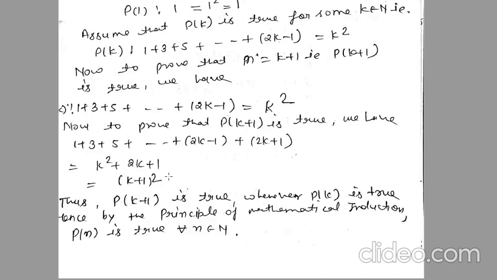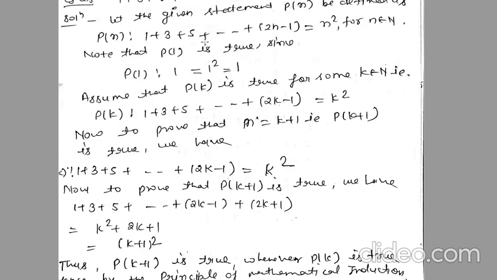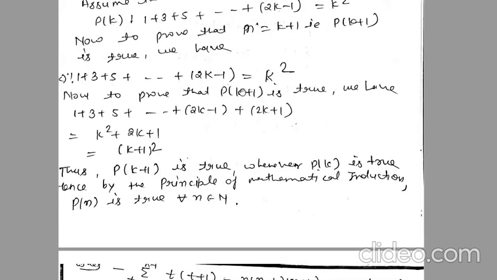a square plus b square plus 2ab, so we can write here k plus 1 whole square. Now check whether this is true or not. Our statement is Pn is equal to 1 plus 3 plus 5 and so on up to 2n minus 1 is equal to n square. That means where n is here, n square is here. So k plus 1 is here, so k plus 1 whole square is here. Thus Pk plus 1 is true whenever Pk is true. Hence, by the principle of mathematical induction, Pn is true for n belongs to N, meaning for all natural numbers.